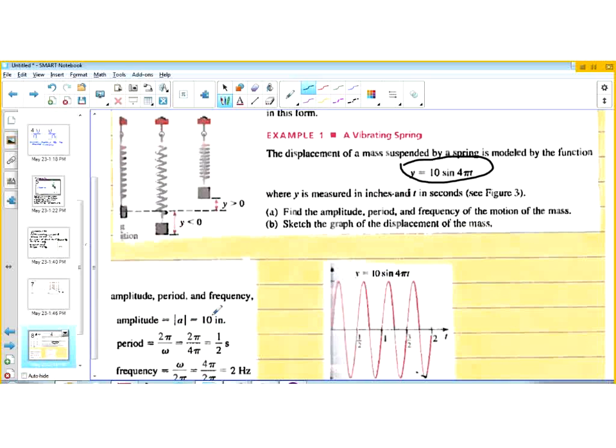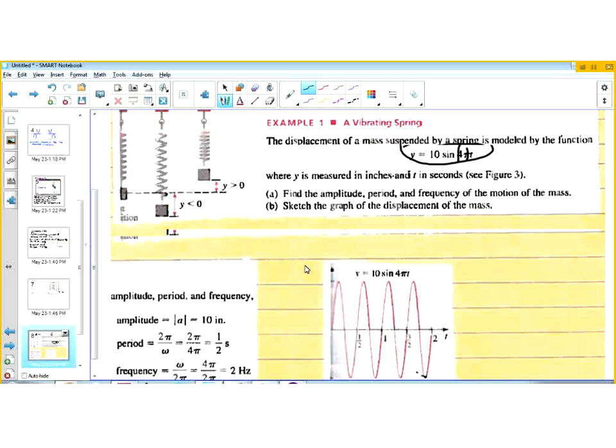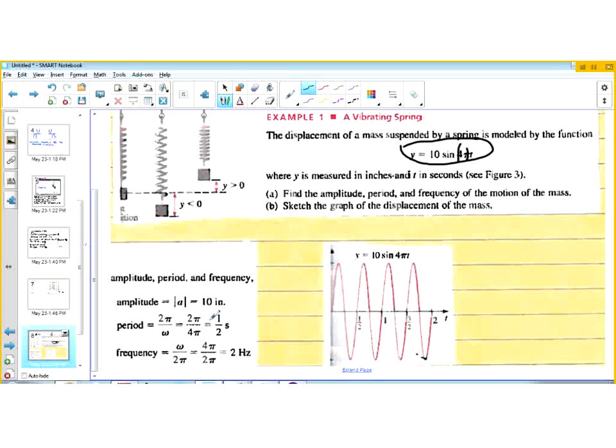All right. So the amplitude is simply the absolute value of the coefficient, which is 10 inches. And then the period would just be 2 pi over omega. In this case, omega is the multiplier on t, which is 4 pi, so the period is 1/2 second. And the frequency, of course, is just the reciprocal of the period, so omega over 2 pi. Omega being 4 pi, the frequency is 2 hertz.